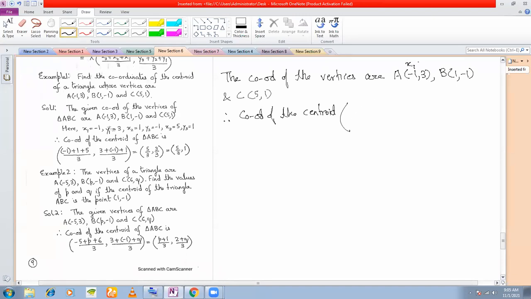Take this as your x1, y1, this as your x2, y2, any order you want you can take, and this as your x3, y3. So if you see, x1 is minus 1, x2 is plus 1, and x3 is plus 5, divided by 3. y1 is 3, y2 is minus 1, and y3 is plus 1.